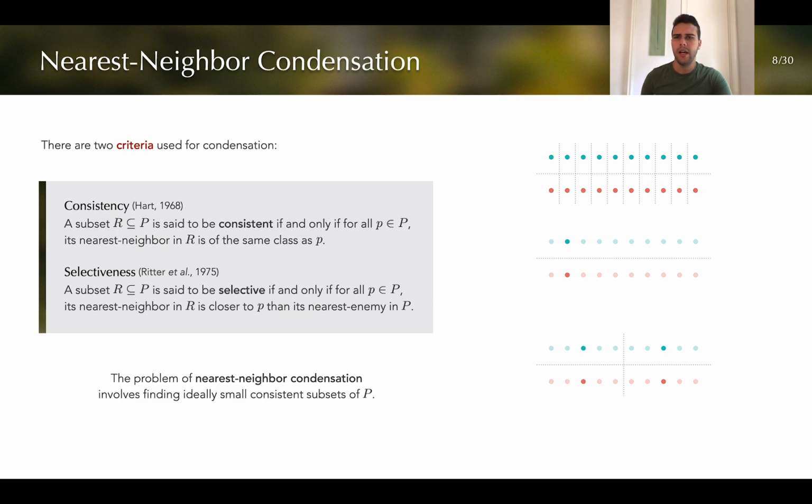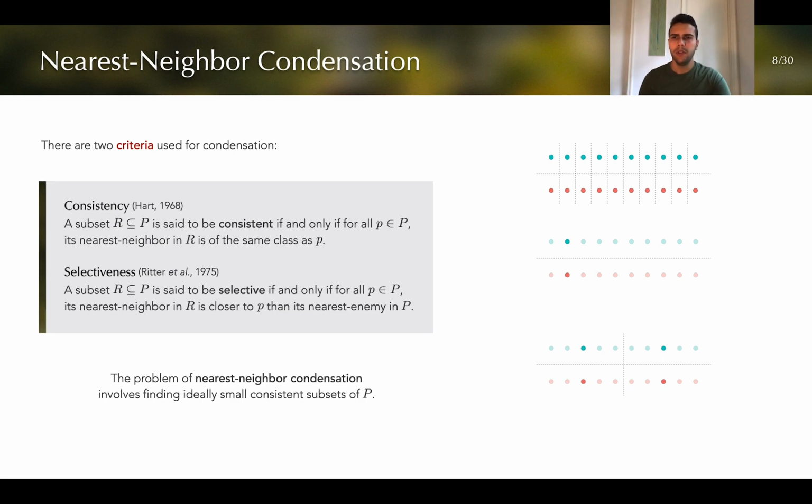There is, however, a similar problem to the one that we're trying to solve, which is called nearest neighbor condensation. The idea with this problem is that we're also trying to reduce the training set, but we're only focusing on the effect that this reduction has on the original points in the training set. That is, the ones that we don't include in the subset.